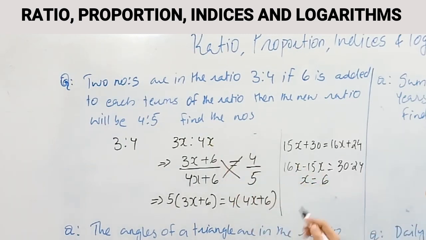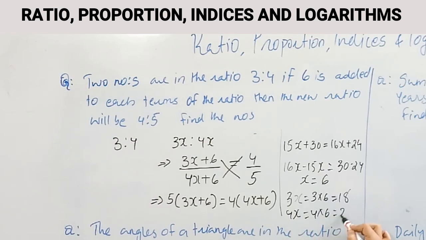The numbers are 3x, 3 into 6 equal to 18, and 4x, 4 into 6 equal to 24. Therefore, the actual numbers are 18 and 24.